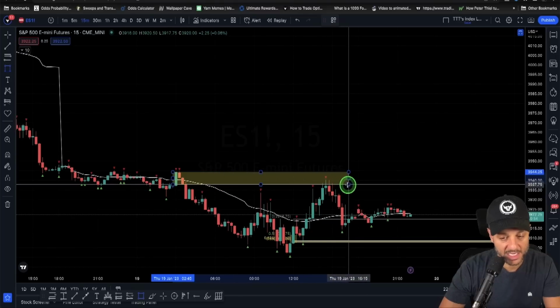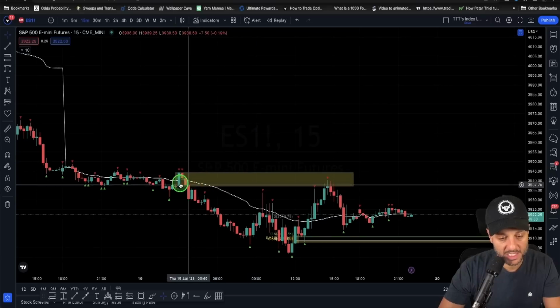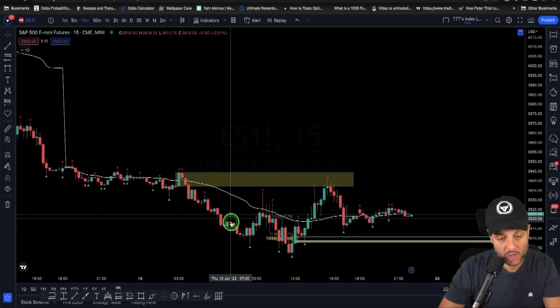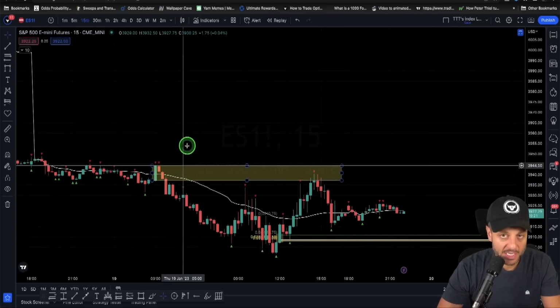Now, this might not be an order block exactly, depending on which definition you use. But in this case, this was the last green candle before we saw a drop, right? And this is considered an imbalance, depending on who you ask.